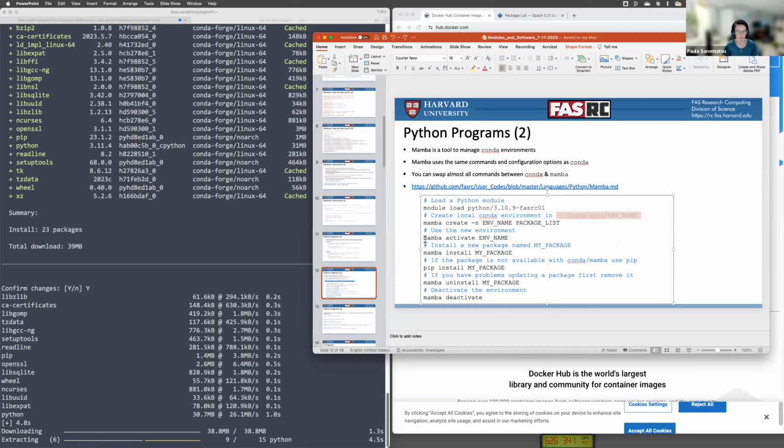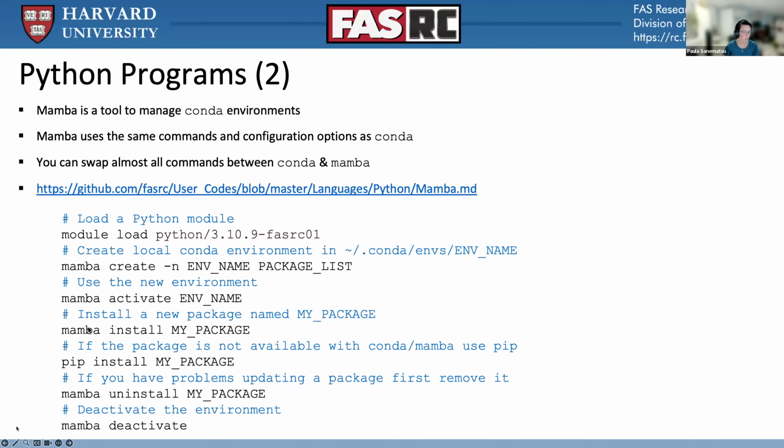And then if you would like to activate, you can use either mamba activate environment name, or you can do source activate. If you would like to install an additional package, you can do mamba install package. If the package is not available with Conda or Mamba, it's okay to use pip. You can use pip install my package. And if you have any problems updating a package, it's recommended that you uninstall it and then try to install it. If you are done using your Mamba environment, you can do mamba deactivate.